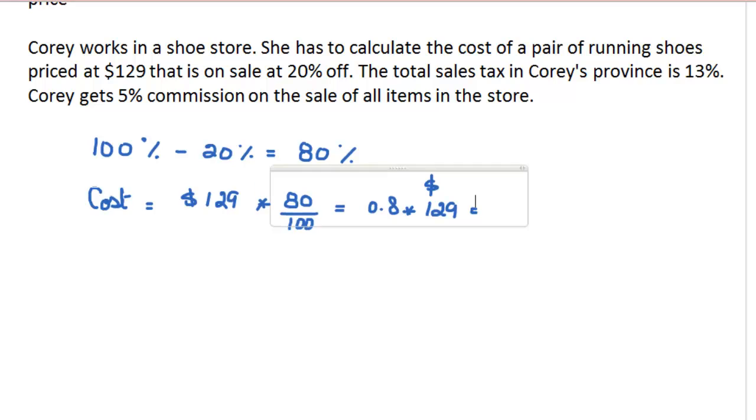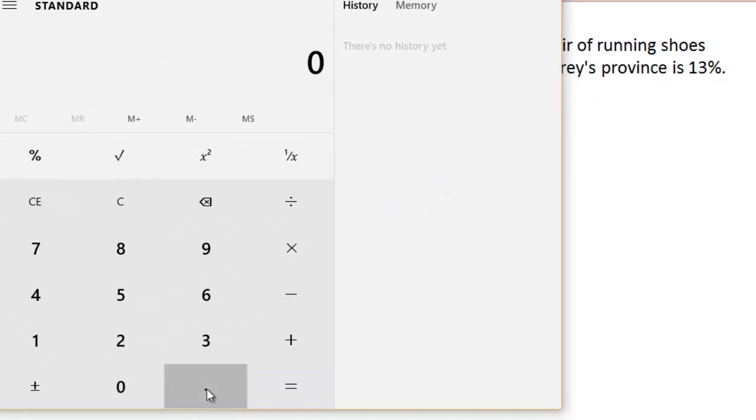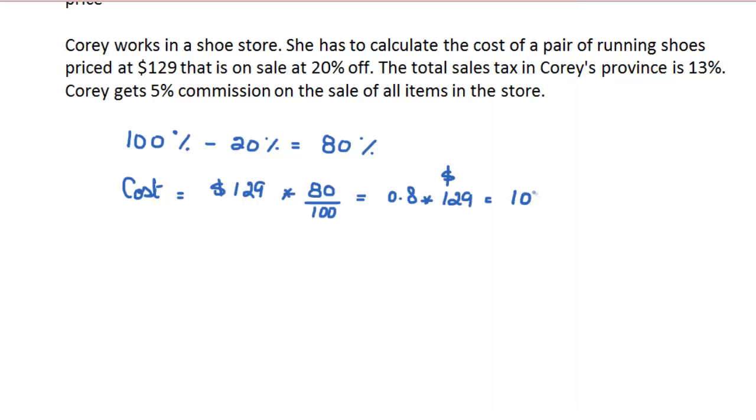So let's use the calculator. 0.8 of $129 equals $103.20. This is after the reduction. So we calculated the first part with the discount.